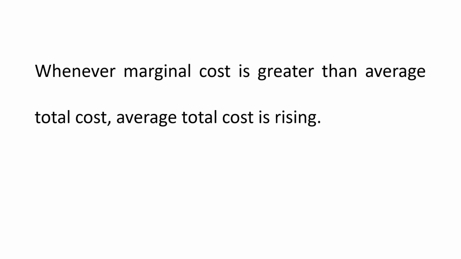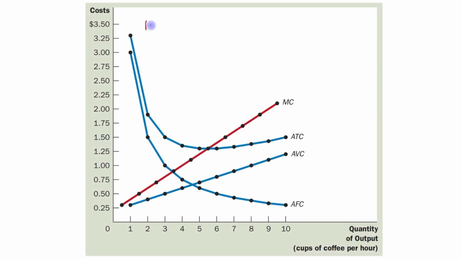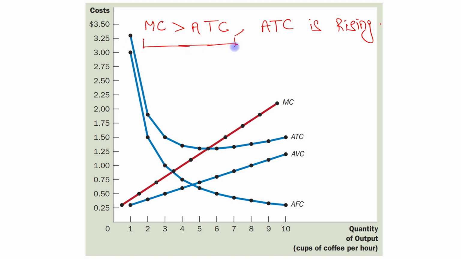And whenever marginal cost is greater than average total cost, ATC is rising. तो अब वो ये कह रहा है that whenever MC is greater than average total cost, ATC is rising. इसका मतलब क्या है? इसका मतलब है that whenever the MC curve lies above the ATC curve, मतलब इस पोर्शन को आप ऑब्जर्व करो, the MC curve lies above the ATC curve. ठीक है, and in this portion ATC is rising.